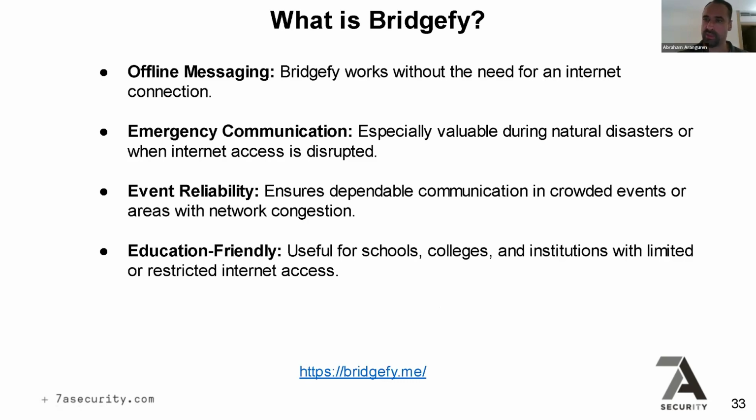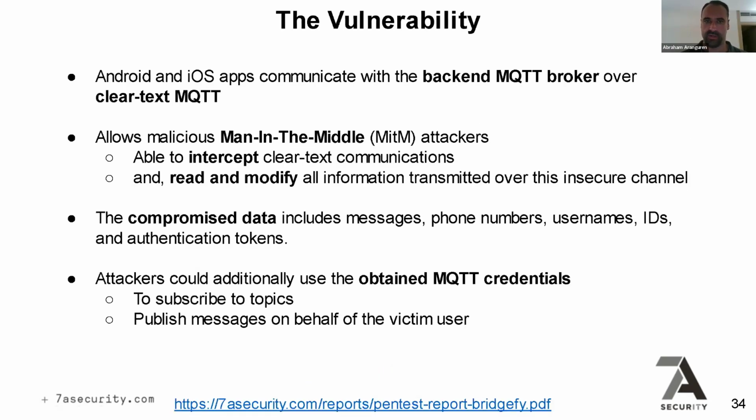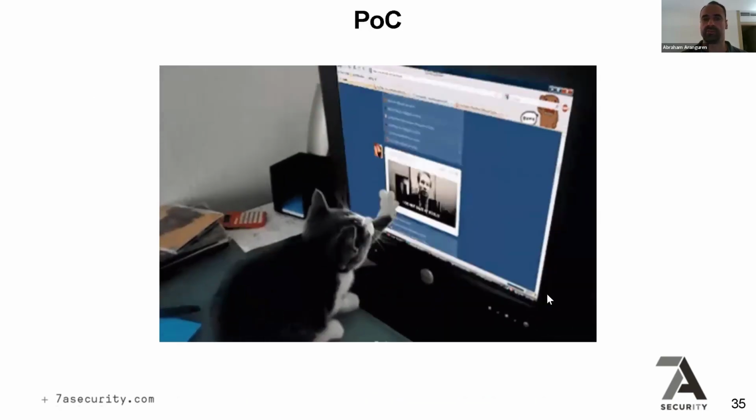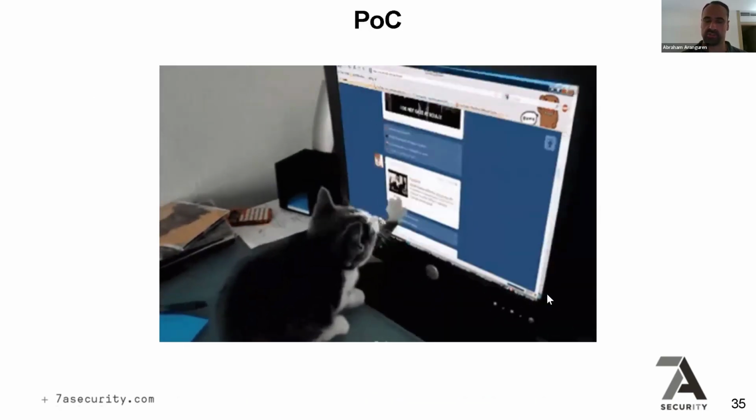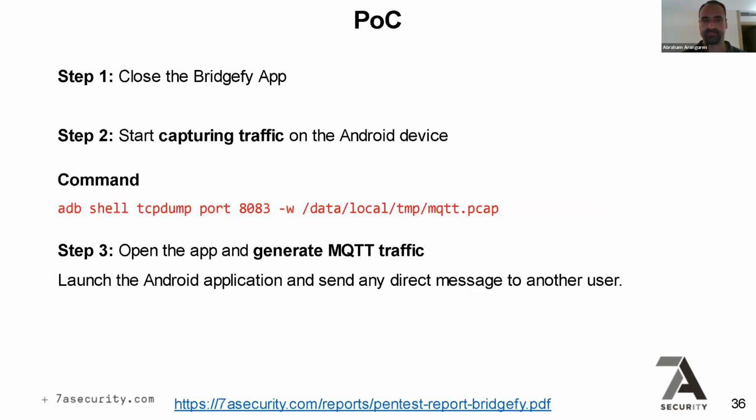So again, using good libraries can sometimes result in greater software security, right? So let's see the vulnerability. This was a man-in-the-middle attack, and it was possible to obtain MQTT credentials, subscribe to topics, and so on. So let's just show the proof of concept here.